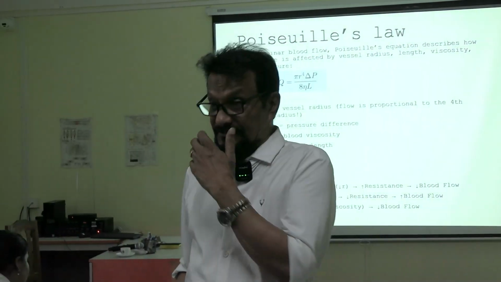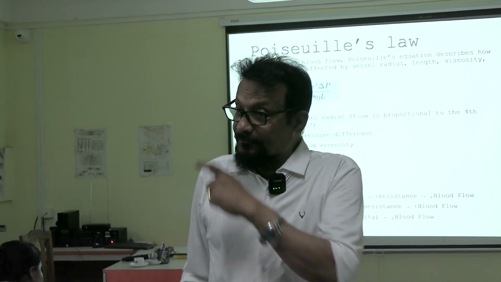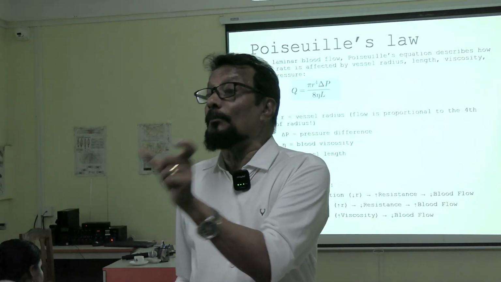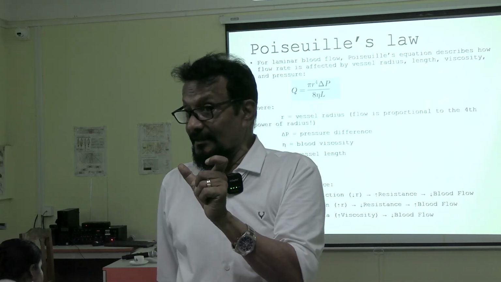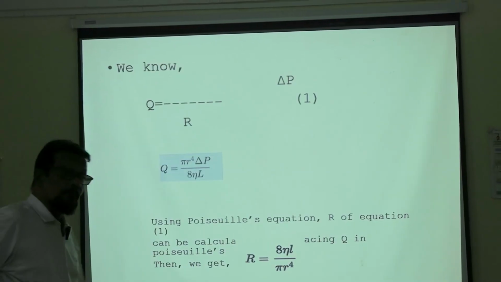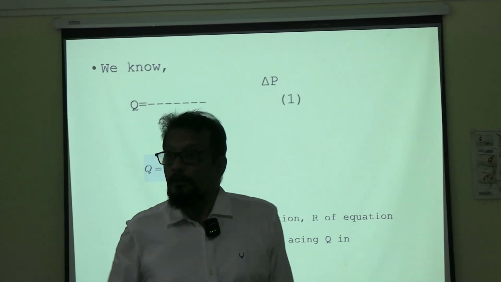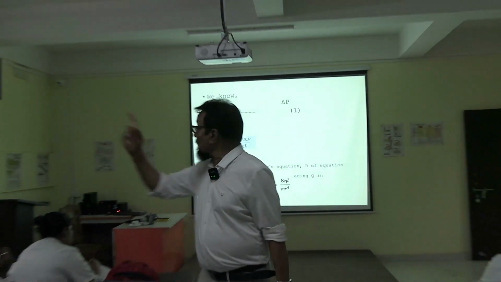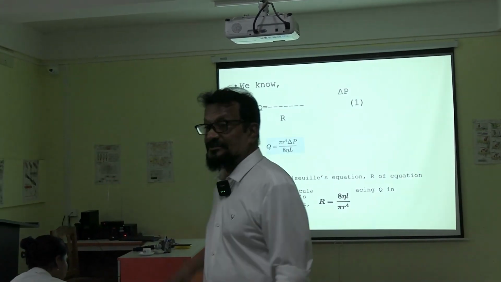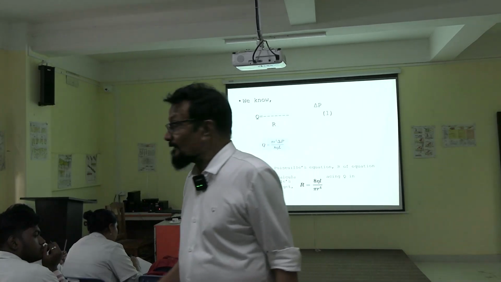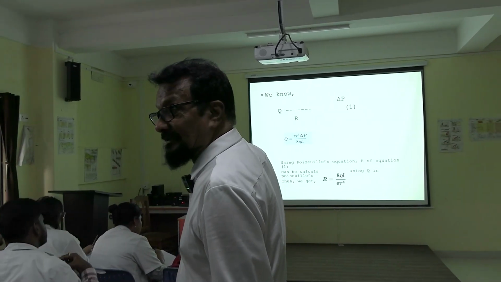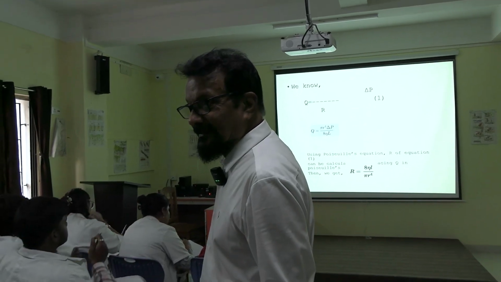What is the role of peripheral resistance? From this equation, we can determine how much the peripheral resistance is, and what are the factors affecting peripheral resistance. We know flow is equal to pressure change divided by resistance. That means flow equals pressure change by resistance. Remember this. Pressure change divided by resistance.